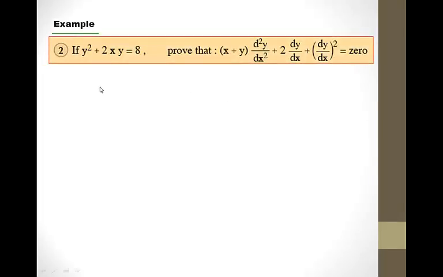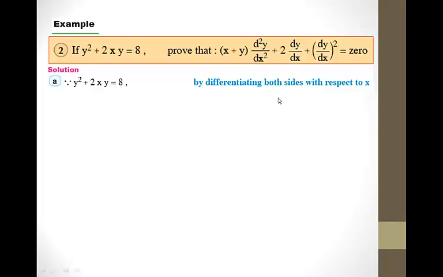Example 2. If y power 2 plus 2xy equals 8, prove that x plus y, d2y by dx squared plus 2 dy by dx plus dy by dx all squared equals 0. Solution. We have y squared plus 2xy equals 8.